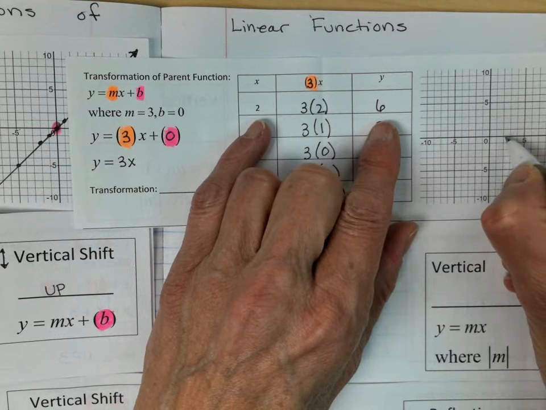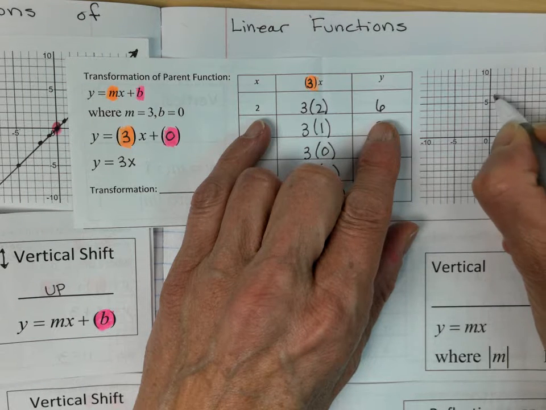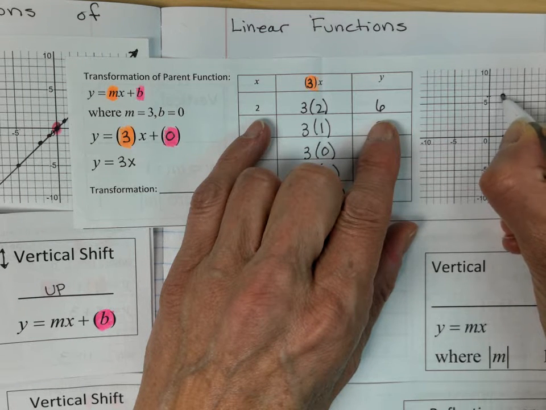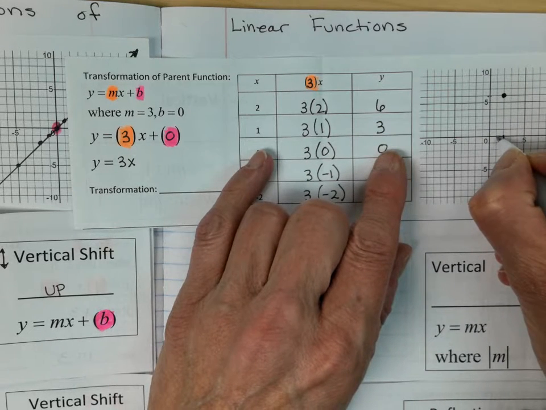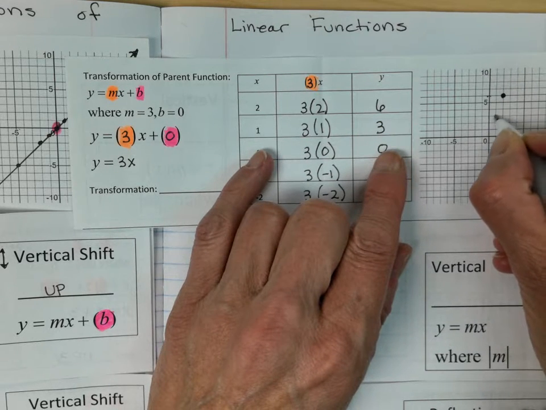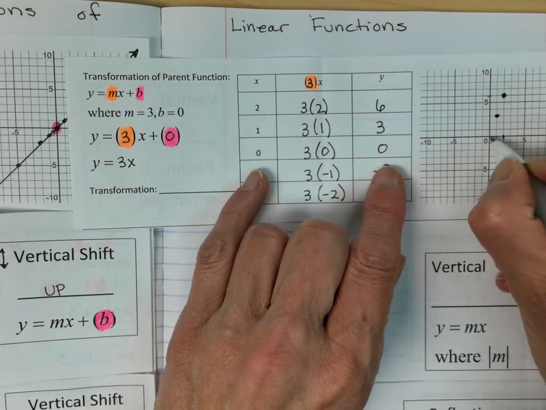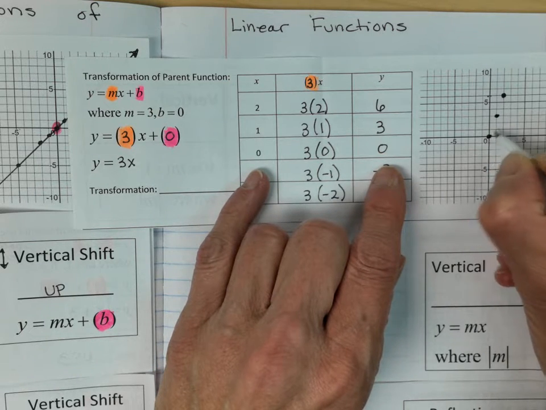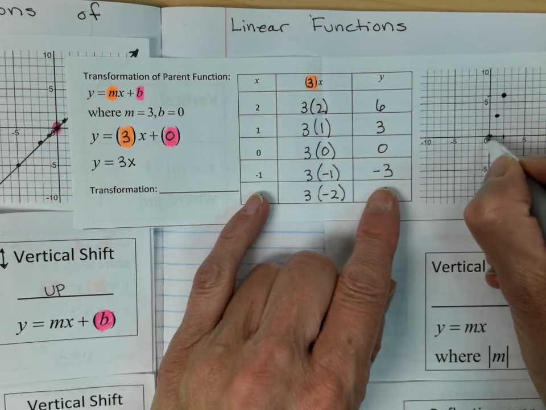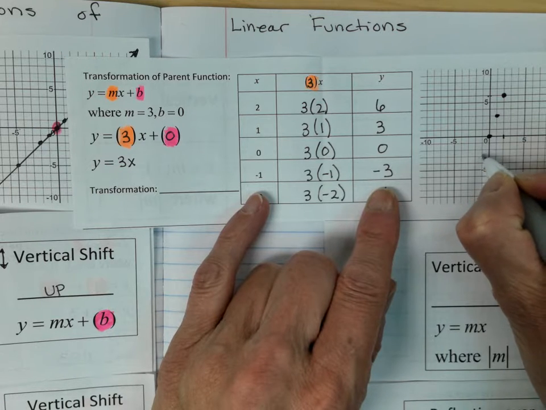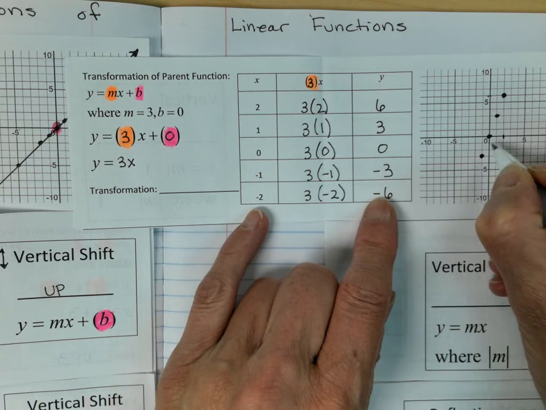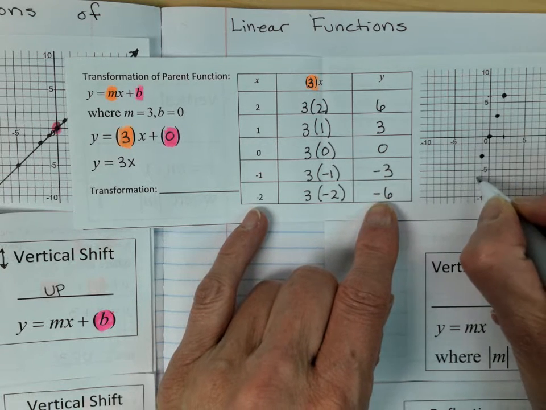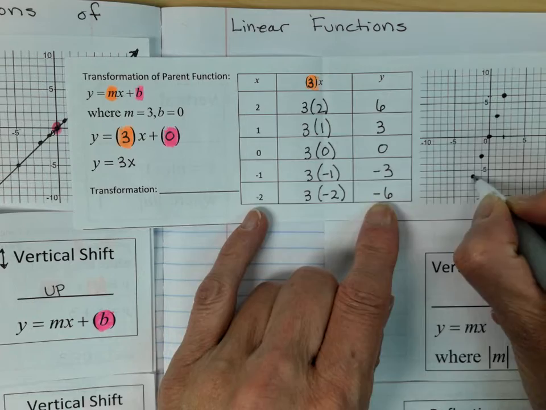So when x is 2, y is 6. So that's that point right there. When x is 1, y is 3. And we have 0, 0. And then when x is negative 1, y is negative 3. And when x is negative 2, y is negative 6.